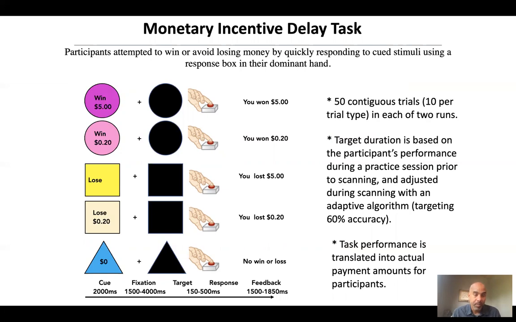Circles are for the win, squares are for the lose, and then the no win or loss with the triangles, you can see in the figure here.